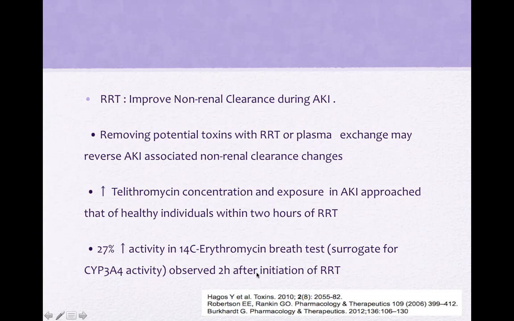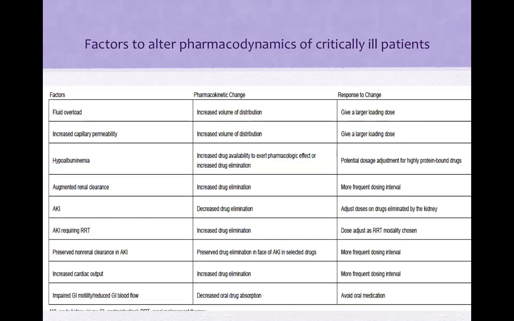And in patients after 2 hours of initiation of RRT, when the 14C erythromycin breath test was conducted, it was shown that there was an increase in the activity by around 27%, which is a surrogate for your cytochrome P3A4 isoenzyme. To simply sum up in one sentence, in AKI patients, not only the renal clearance, but also the non-renal clearance is affected. And this non-renal clearance of the drug which is affected can be reversed once the patient is initiated on the renal replacement therapy.